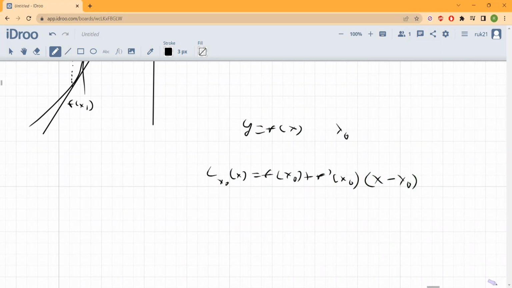Now, this line at x0 is going to intercept the y-axis at some point x1. Not the y-axis, I meant the x-axis. It's going to intercept the x-axis at some point x1. So then we're going to say L at x1 is 0. So the x-intercept is going to be x1.